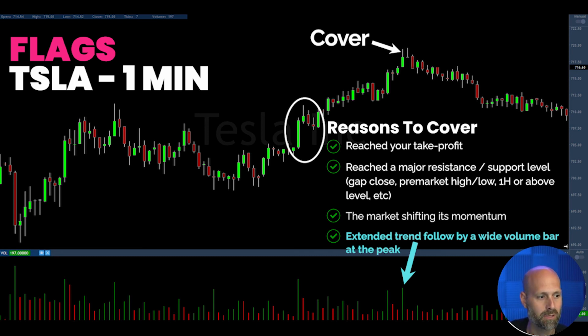One of the parameters that I mentioned before was an extended trend followed by a wide volume bar at the peak. Huge volume coming in at the top after we made a nice momentum move to the upside. And right here, when most people thought the price would continue higher, that is exactly the point where market makers, or basically the market, will manipulate and the price will drop.